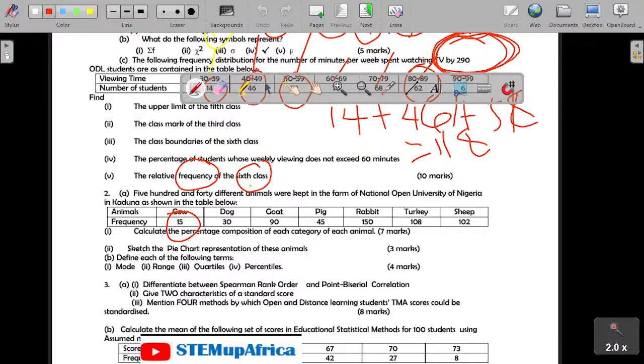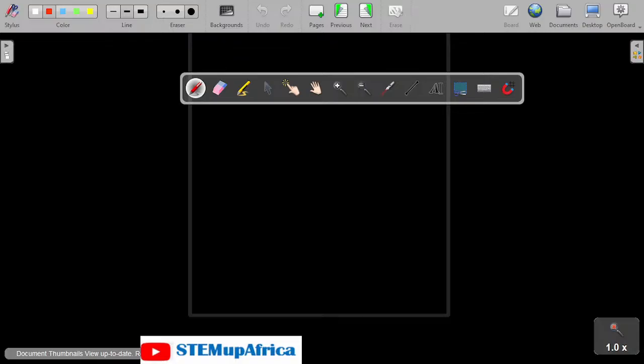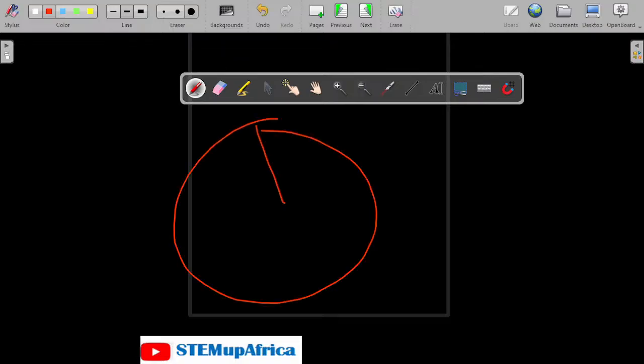So how do we do sector? A sector is a circle divided into different parts. When you divide a single circle into different parts, that is what we call a sector.